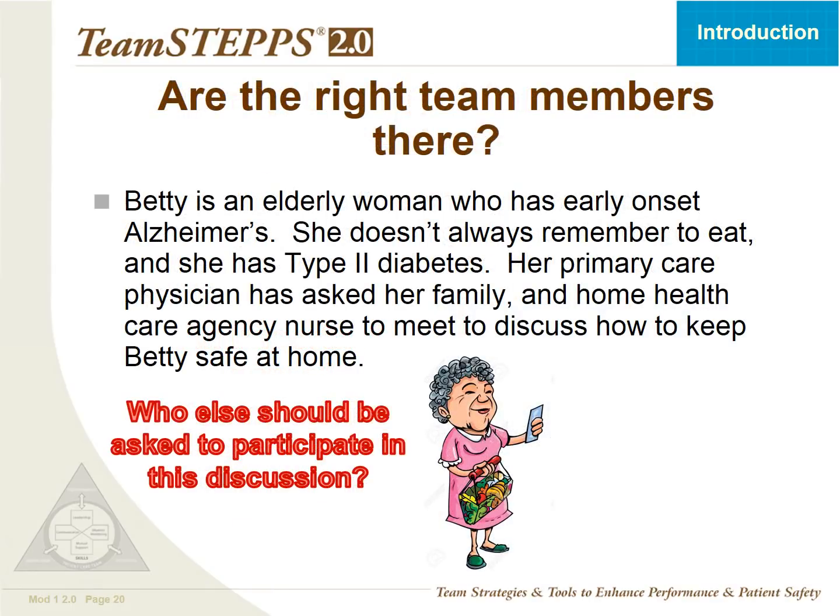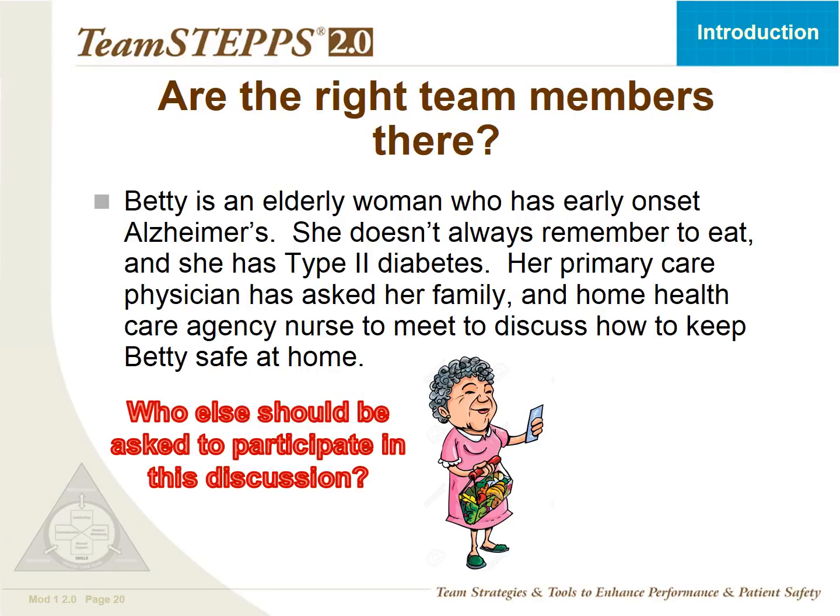This is an exercise for seeing if you know how to use team structure well. Are the right team members here for Betty? Betty is an elderly woman who has early onset Alzheimer's. She doesn't always remember to eat, and she has type 2 diabetes. Her primary care physician has asked her family and home health care agency nurse to meet to discuss how to keep Betty safe at home.